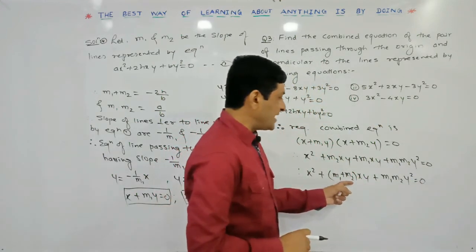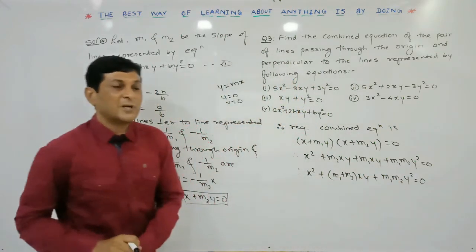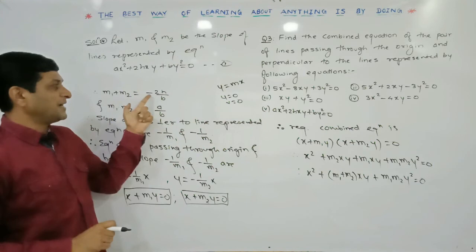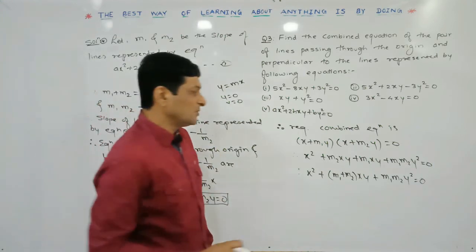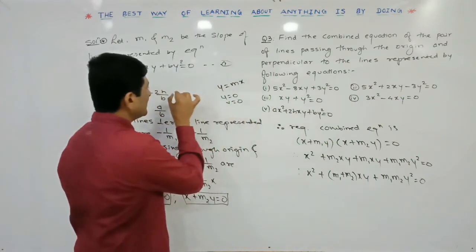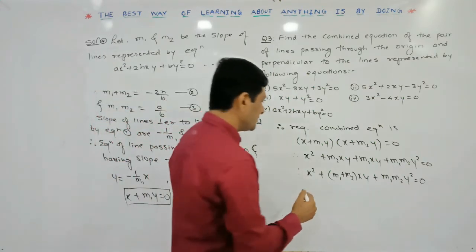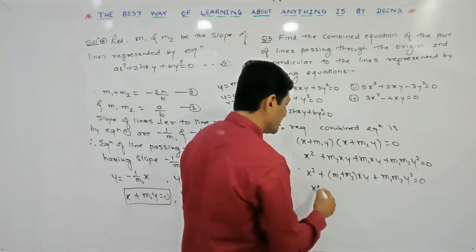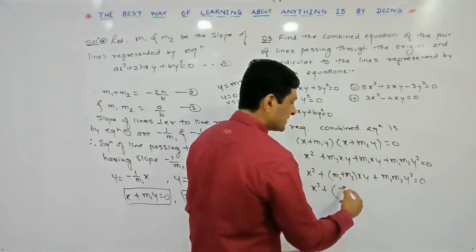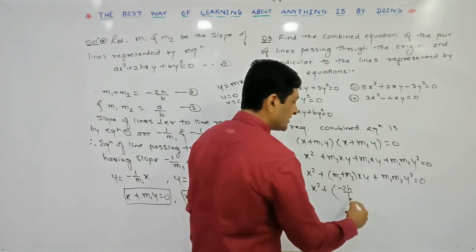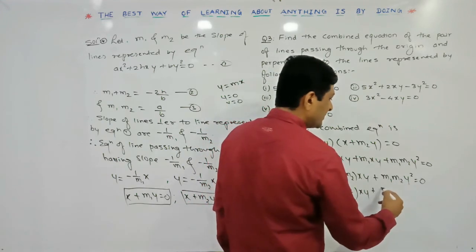Already we have the values of m1 plus m2 and m1 into m2. What is the value of m1 plus m2? Minus 2h upon b, and m1 into m2 is a upon b. So substitute these values. Let us denote this value as equation number 2 and that value as equation number 3. We are substituting from equations 2 and 3. So x square plus, here we are replacing m1 plus m2 by its value minus 2h upon b into xy, keep it as it is, and what is the value of m1 into m2?